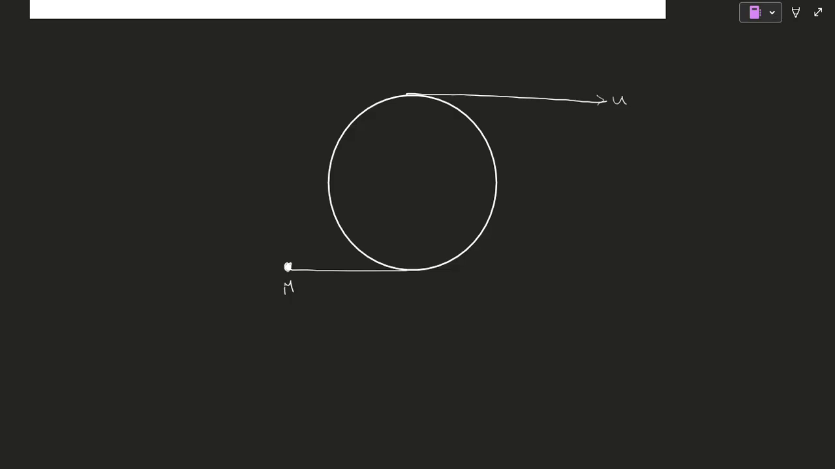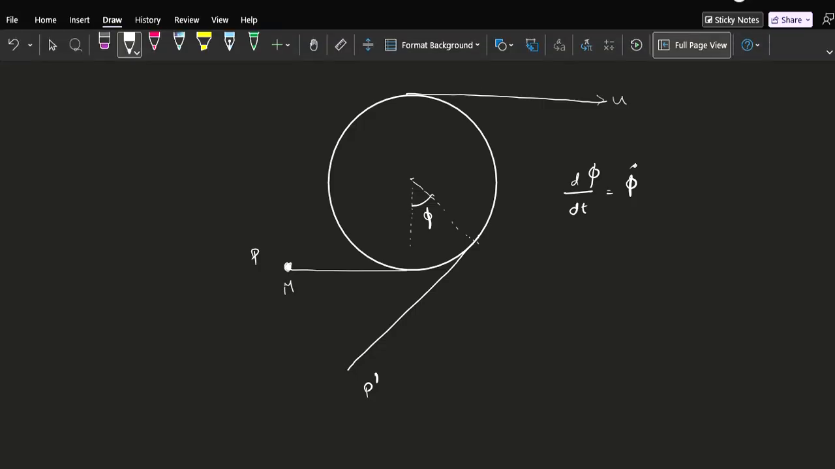Another variable which we need in this problem: suppose when the mass reaches some other point, initially it was at P and now it reached P prime. The point of contact of the thread with the cylinder makes an angle phi. This phi variable is very important in this question, and I represent d phi by dt as phi dot.